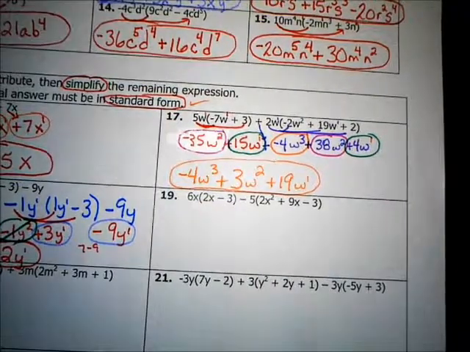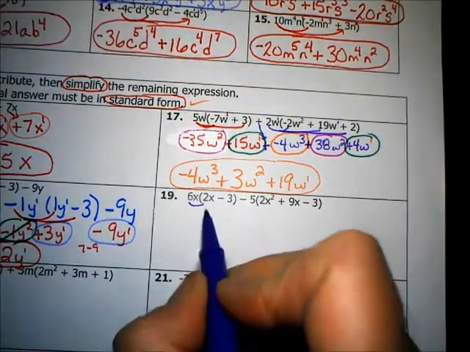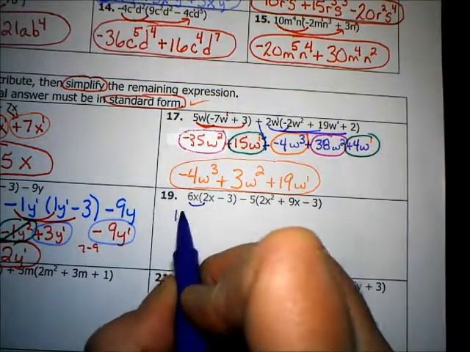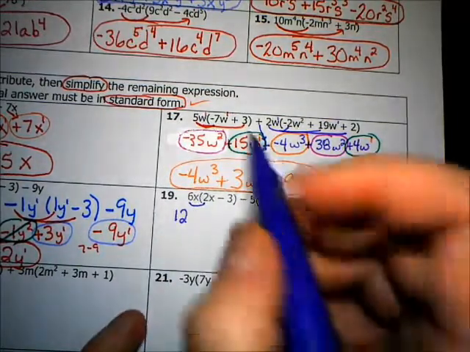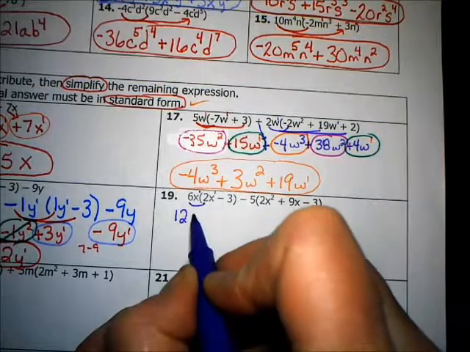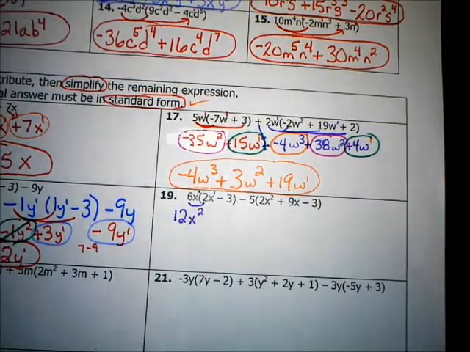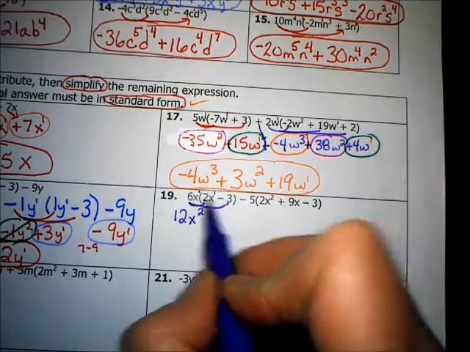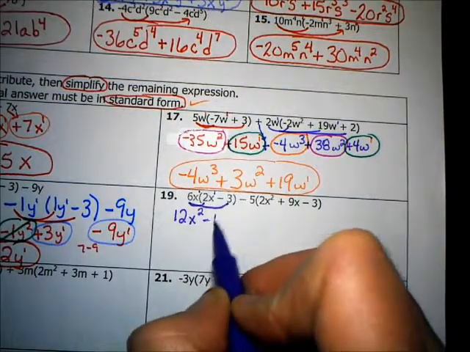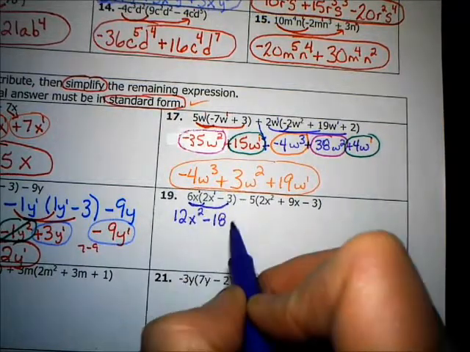Okay? 19. I'm going to do 6x times 2x. Well, 6 times 2 is 12. And x^1 with x^1 is now x^2. Do the next term. 6x times a negative 3. 6 times a negative 3 is a negative 18, and I carry the x over.